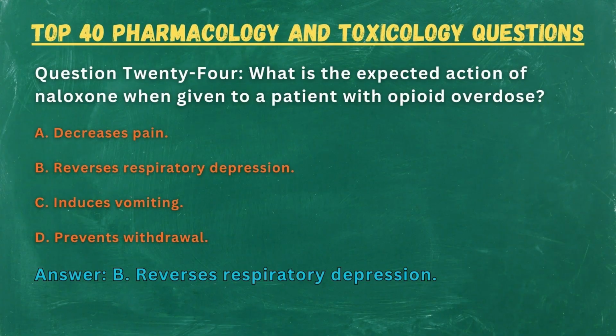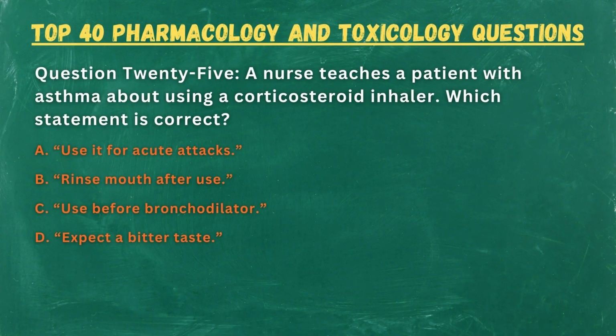Answer: B. Reverses respiratory depression. Question 25. A nurse teaches a patient with asthma about using a corticosteroid inhaler. Which statement is correct? A. Use it for acute attacks. B. Rinse mouth after use. C. Use before bronchodilator. D. Expect a bitter taste.